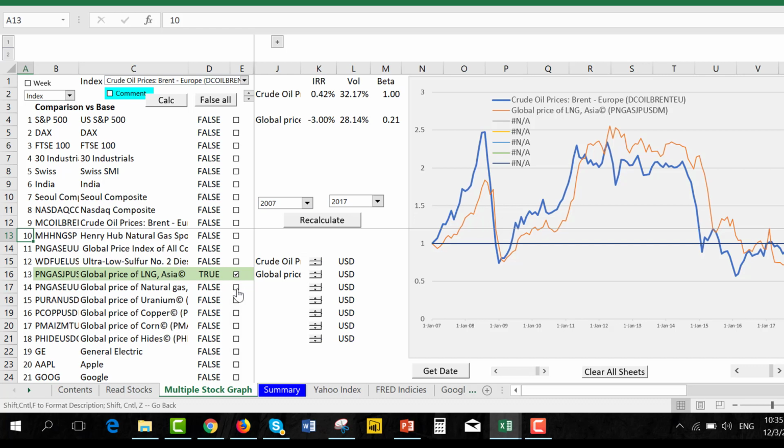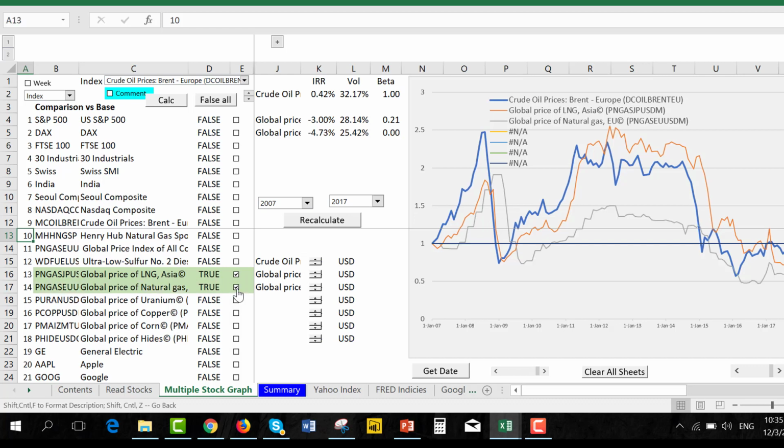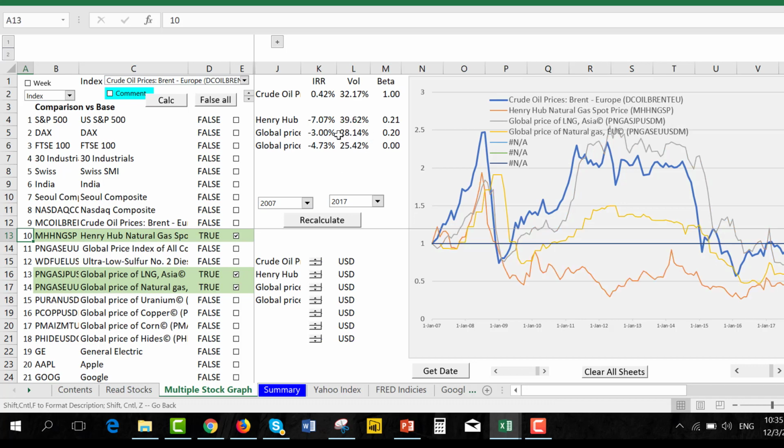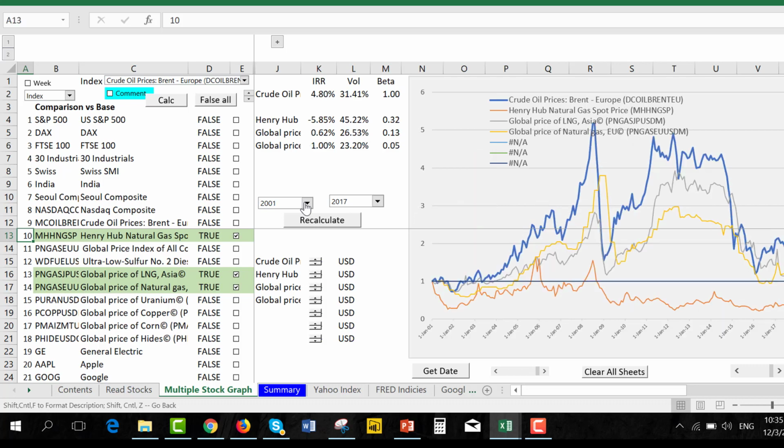We could use this global price of natural gas, which must be some sort of mixture of everything. And then I can compare that to the Henry Hub. And I can look at volatility again, how it moved. This is the Henry Hub. It had a big spike. And we can go backwards and forwards and just kind of see how all of our commodity prices move together.